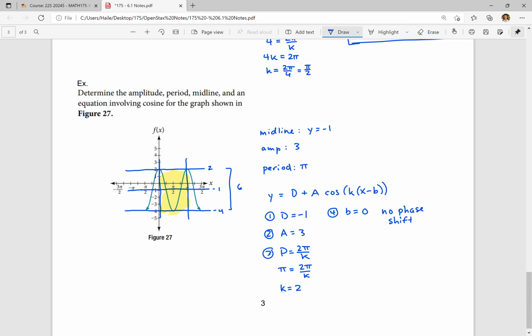The final thing I can do is just sub all of these numbers into the equation. So we have y is equal to -1 plus 3 times the cosine of 2x. And that is the equation for the graph. So that concludes our 6.1 lesson.